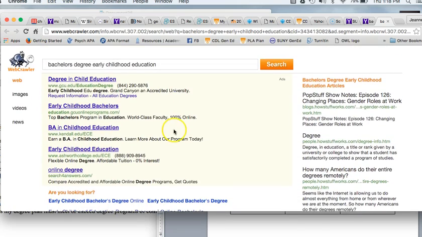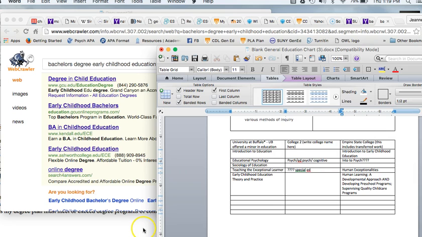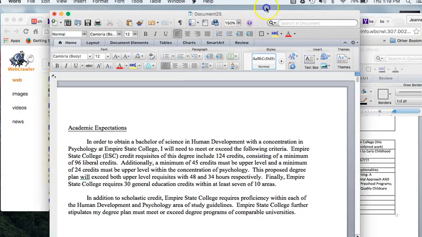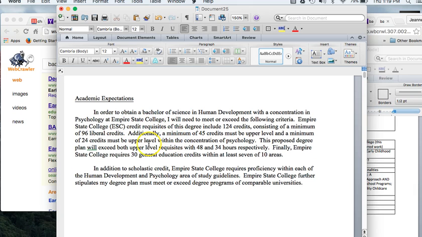Okay, so hopefully this has helped you guys. And let me just show you briefly how you're going to use these charts in your essay. This is part of a real essay that has passed committee, and this one is on human development with a concentration in psychology. So this paragraph is really important. You all need to have this kind of language in your plan.